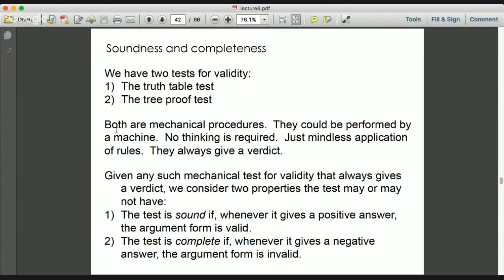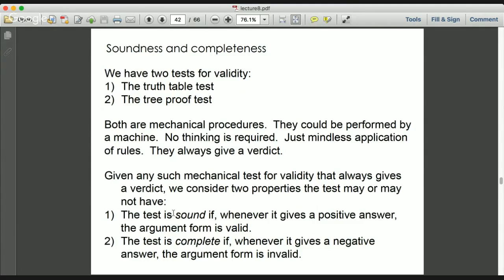But so, yes, we've got our two tests. They're just rules, just mechanical procedures, and we can just apply them, mindless application of rules, and they always give us a verdict, which is cool. So there are two properties that these types of tests can have. The first one is called soundness.